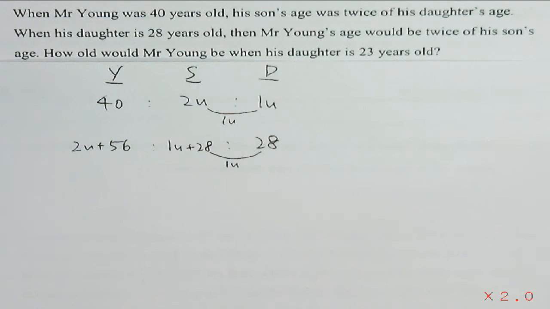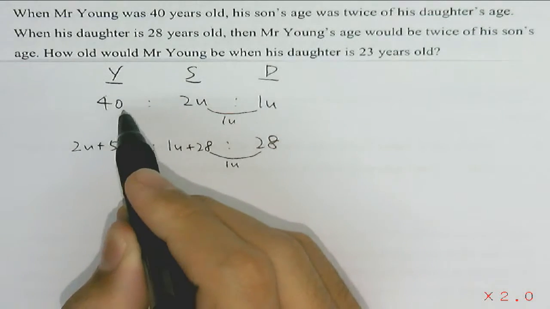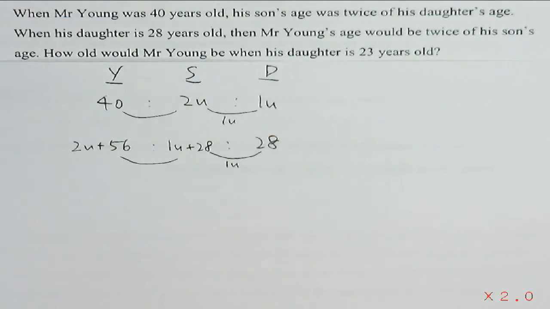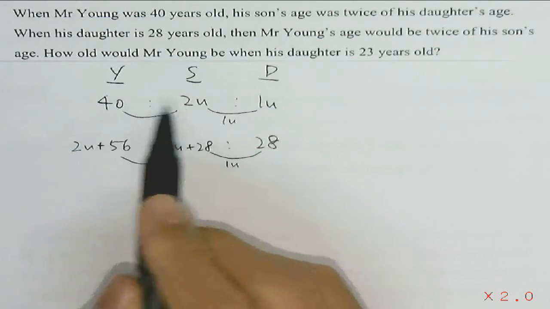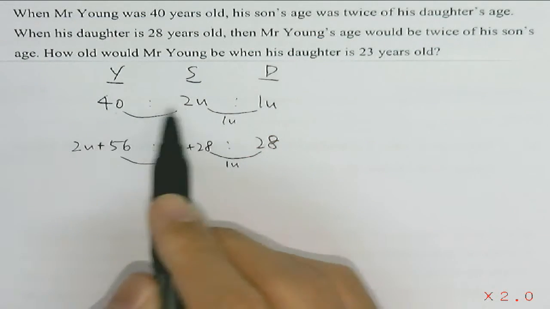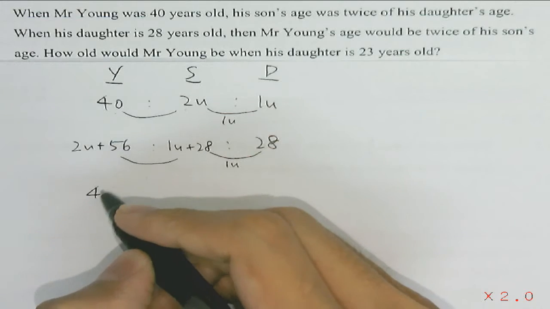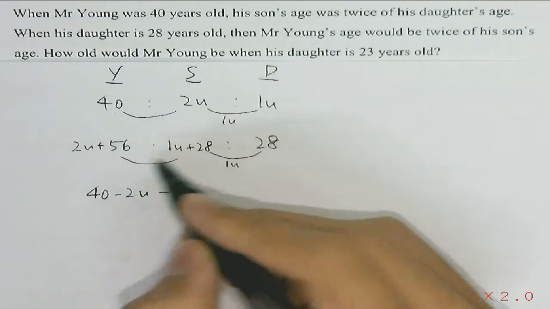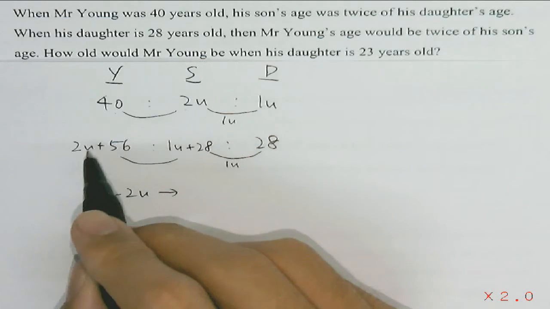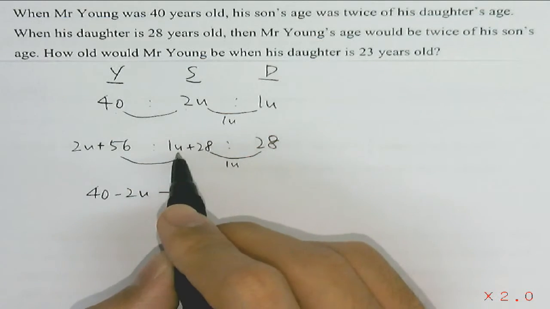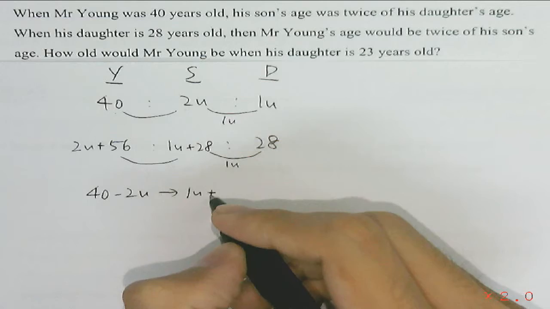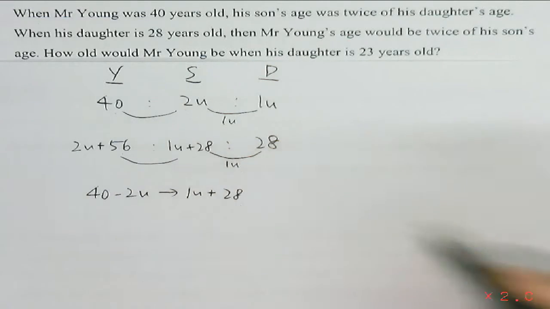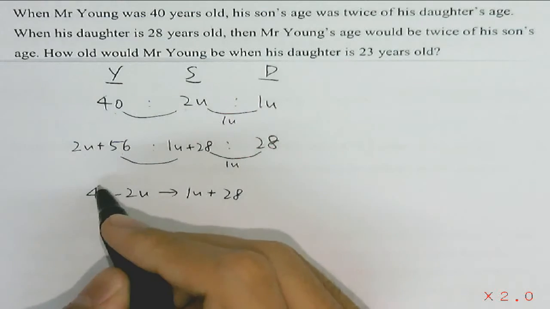Next, we notice that the difference between Mr. Young and his son's age will also be constant. Okay? So the difference between their age when Mr. Young was 40 years old would be 40 minus 2 units, which will be equal to the difference when the daughter is 28 years old. So the difference between 2 units and 1 unit will be 1 unit, and the difference between 56 and 28 will be 28. Alright?